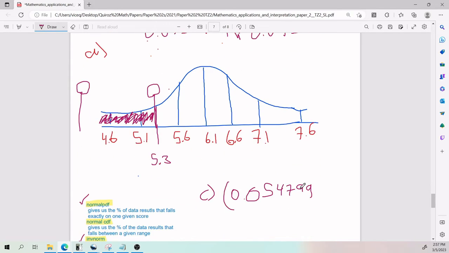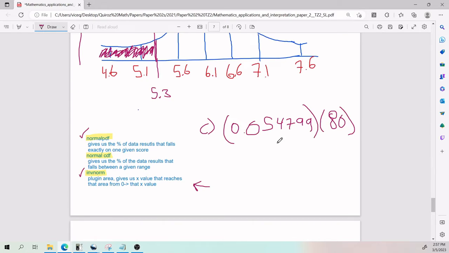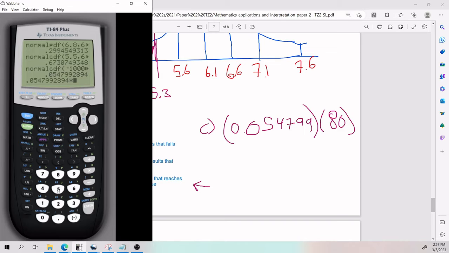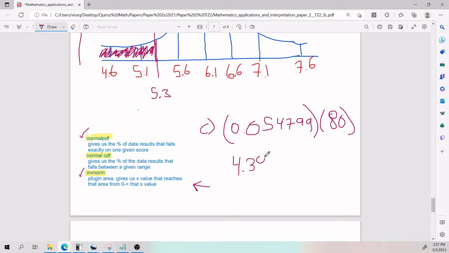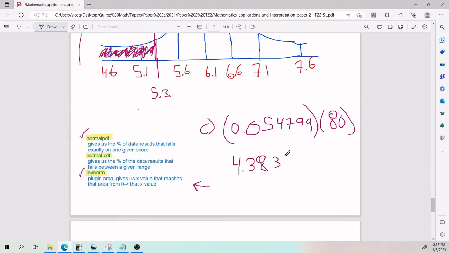So I take this percent, multiply it by 80, and that is my expected number of cats that weigh less than 5.3 kilograms. See, so I go ahead and do this. Pop it into my trusty rusty calculator. Boom. 4.3839. If you want to get fancy, this is the same as 4.38. So in this group of 80 cats, my expected number of cats that weigh less than 5.3 is around 4, more specifically, around 4.38.